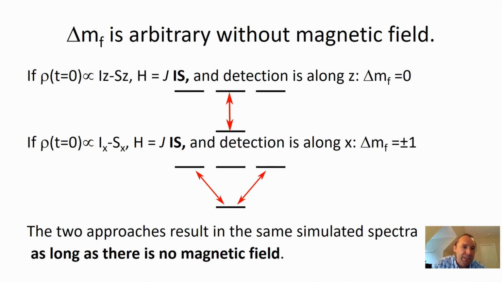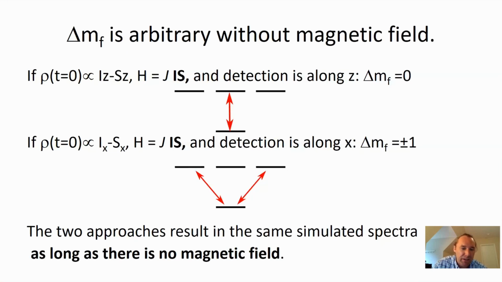If you do it differently, if you say, well, maybe my initial state is IX minus SX, again, your Hamiltonian is rotational, and you detect along X, then your selection rule is delta MF equals plus minus 1, and you will still get all the right answers. It really doesn't matter. It's just an arbitrary choice that you make. But obviously, it changes the picture quite dramatically in terms of what you're thinking you're doing.